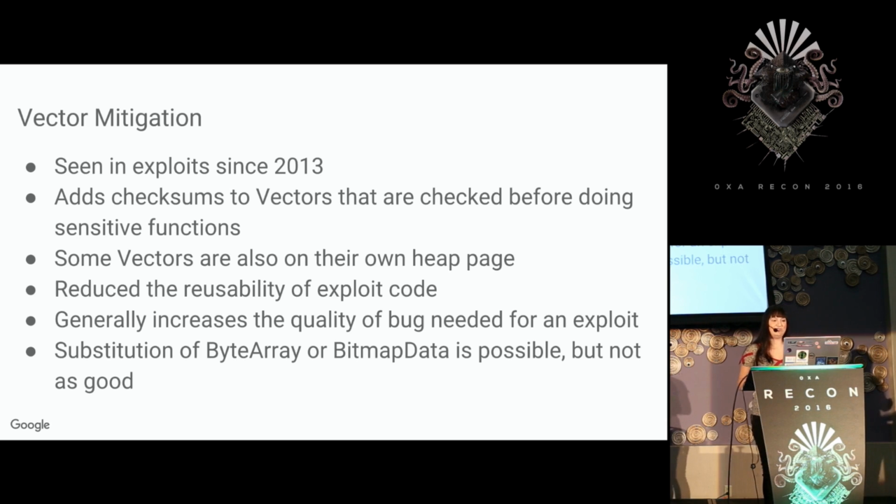And the vector mitigation did a few things to get rid of this. To start, it added checksums to vectors that are checked before doing sensitive functions. So now if you do clobber the length of a vector, then when you try to access it, it will fail checksums and then crash.